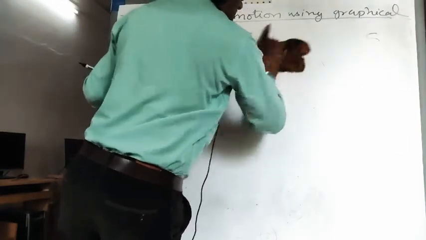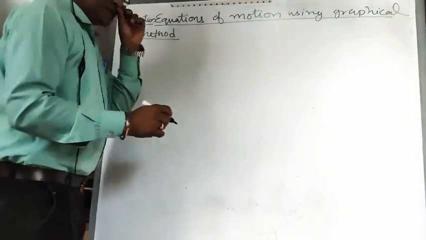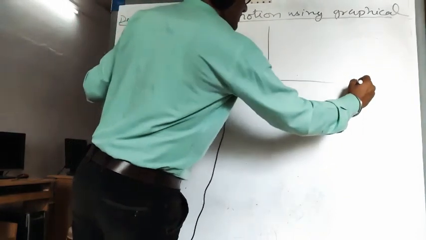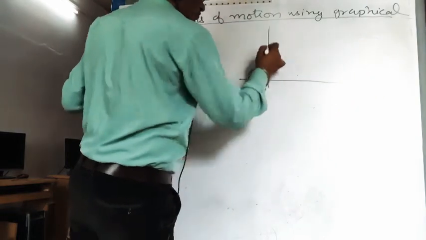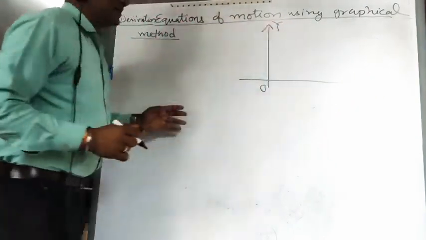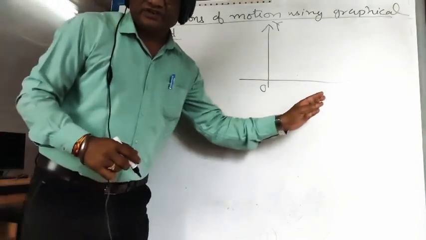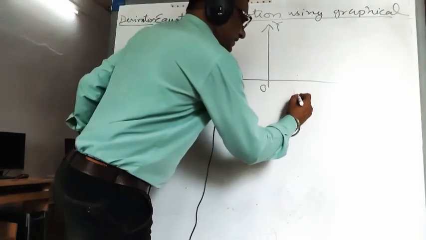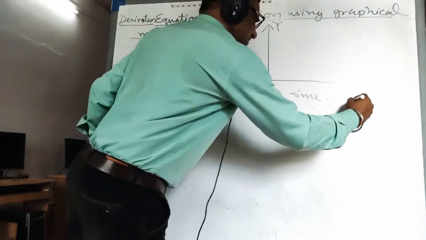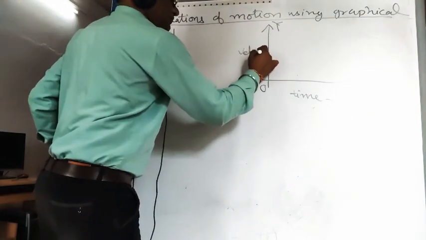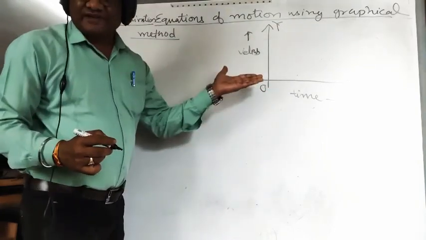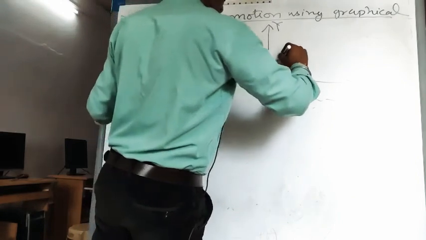Okay, good. So let us see how to derive the first equation of motion using the graphical method. Consider the velocity time graph of an object moving with a uniform, that is constant, acceleration. Take time along the x-axis and velocity along the y-axis. Let the velocity time graph be like this.